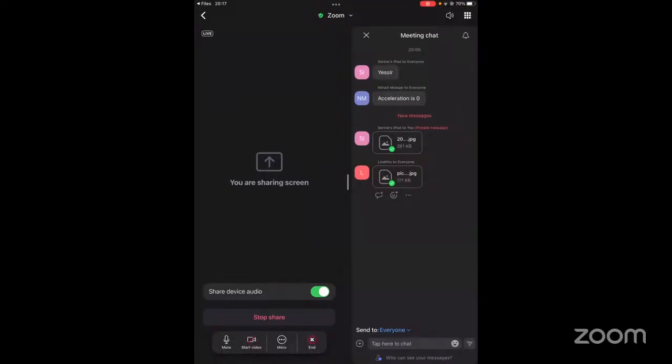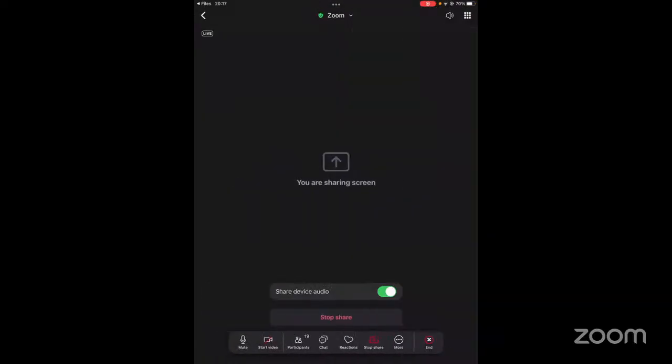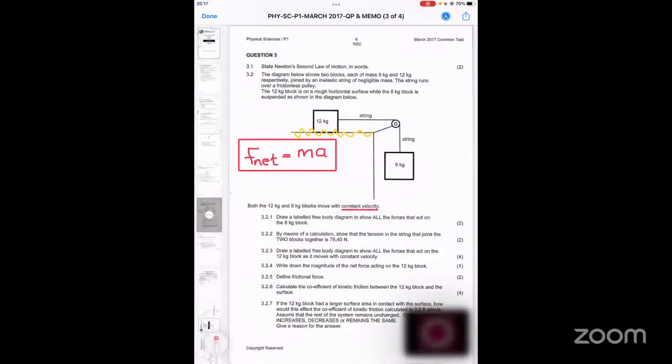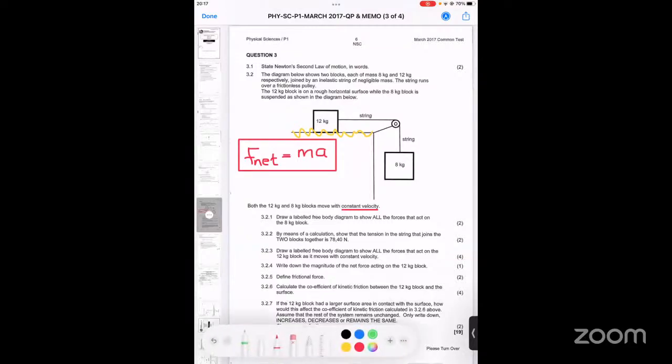I am in agreement with those 2 labeled free body diagrams. On the 8 kg we have that, and we will always have this one going down, which will be FG. And then we cannot have tension because the 8 kg is not in contact with the surface. But we do have that one being the tension by the string.